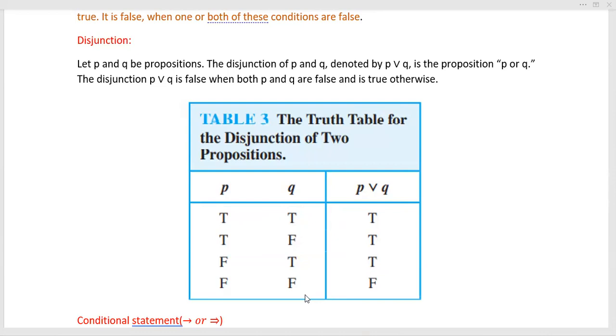What is the simple logic? Only when both are false is P or Q false. If either P is true or Q is true, then it is true. Yes, very good. Thank you.